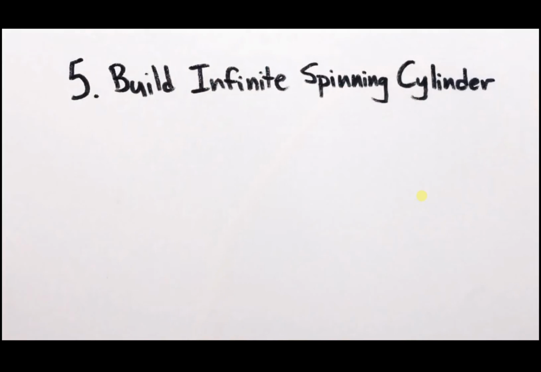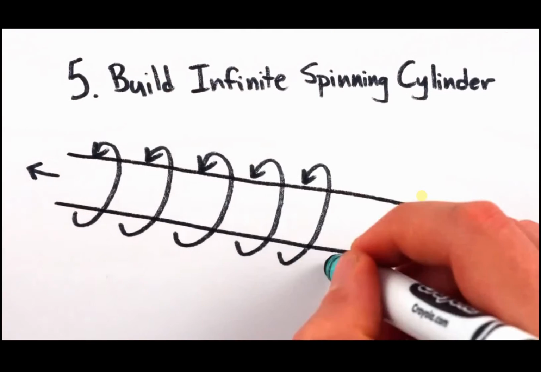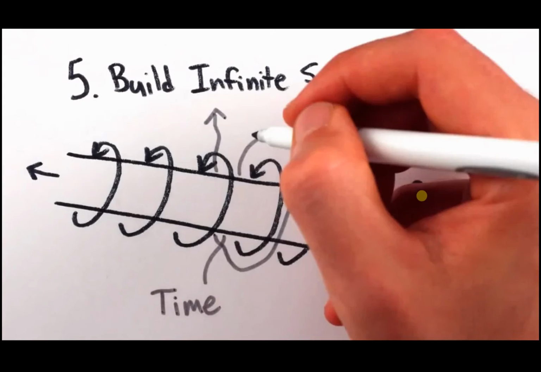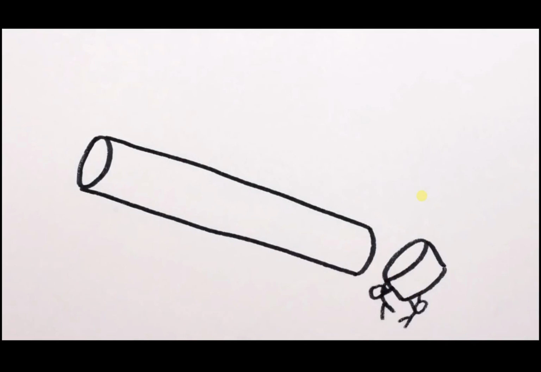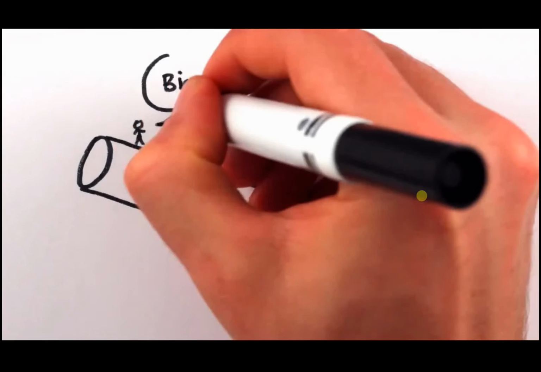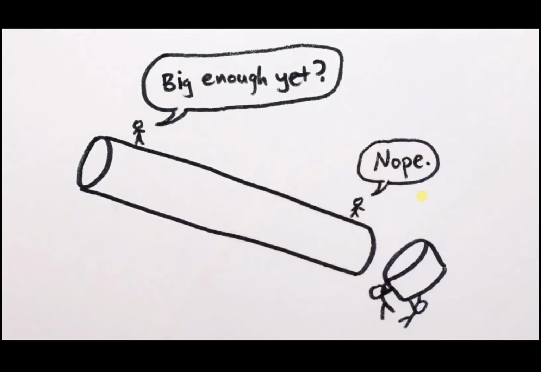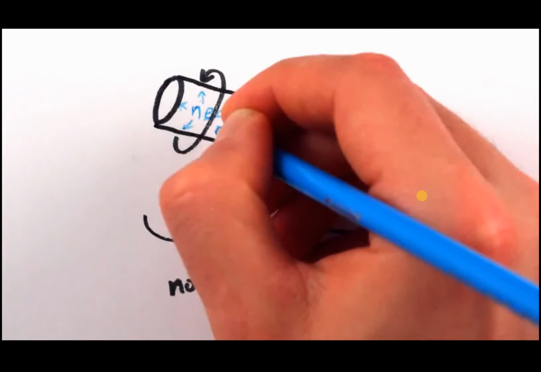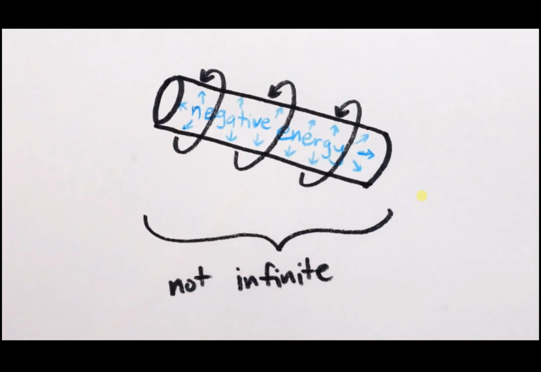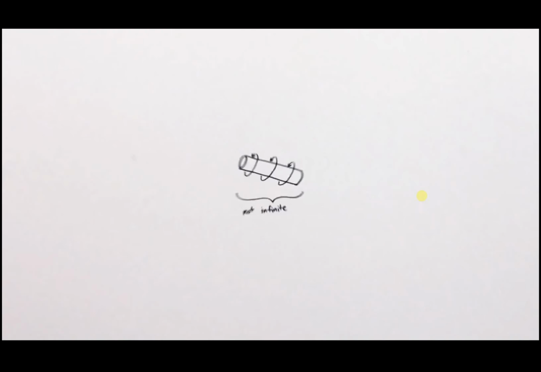Maybe it would be easier to build an infinitely long, super dense spinning cylinder, which would also curve spacetime enough to create a time loop. The problem, of course, is how do you build something that's infinite in size? Maybe you could just make it really, really big? No. If you tried to squeeze this time machine into finite space, you'd need negative energy, something nobody knows how to create, to make it work. Otherwise, you'd end up with a black hole.